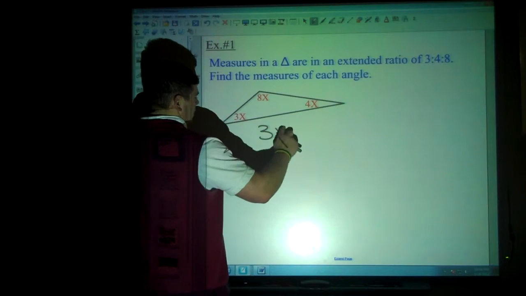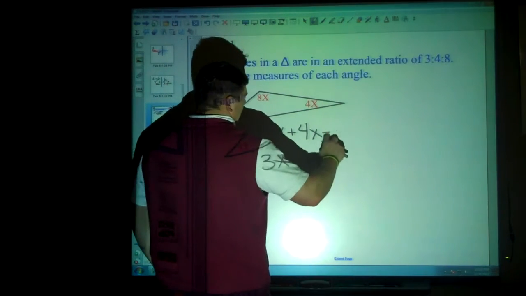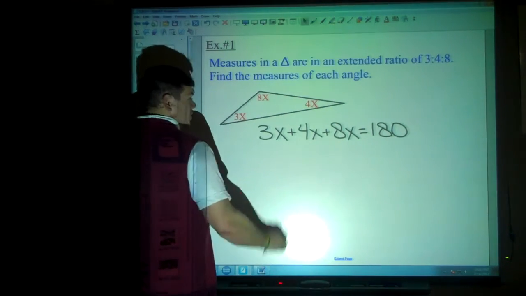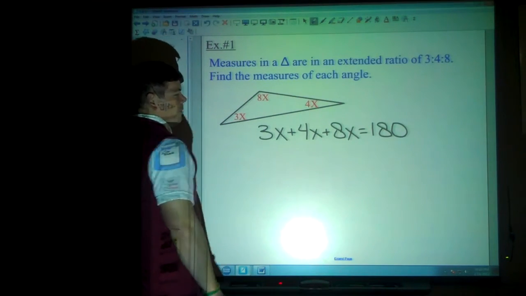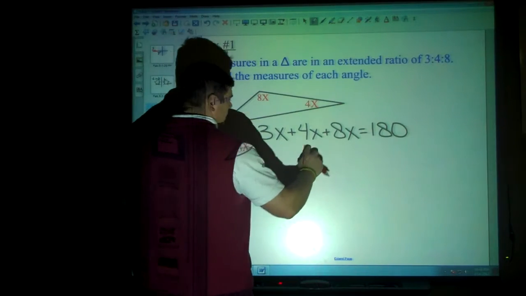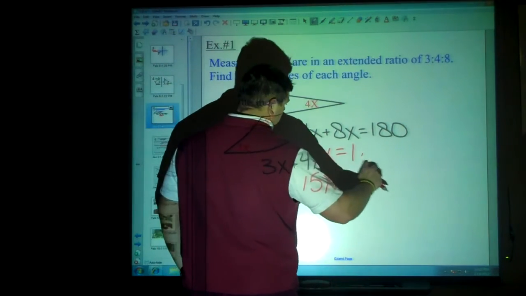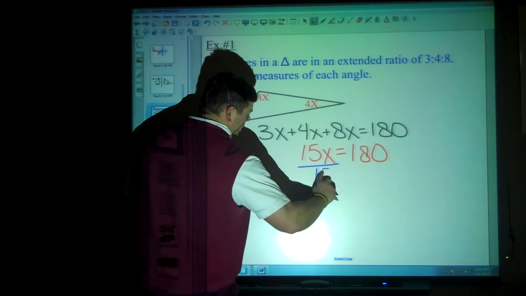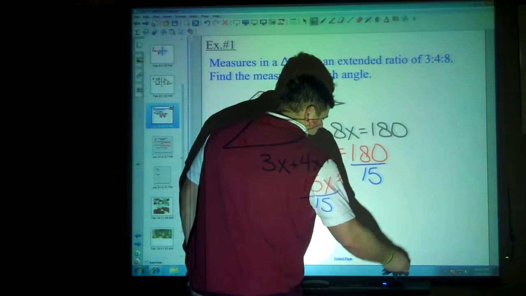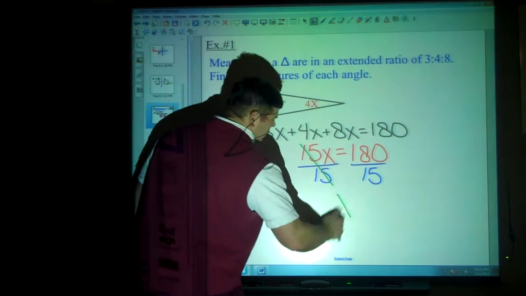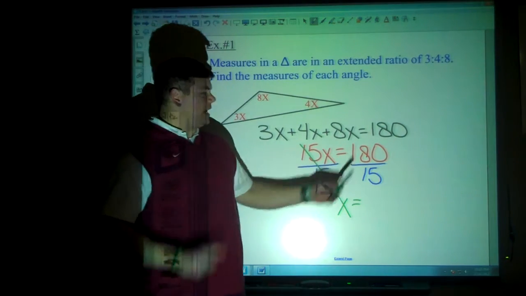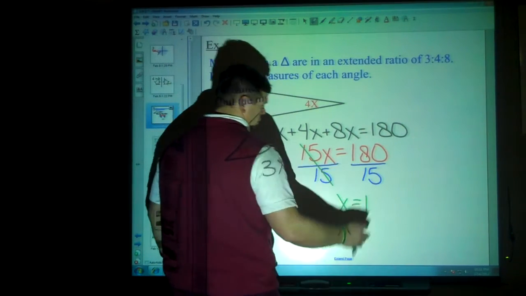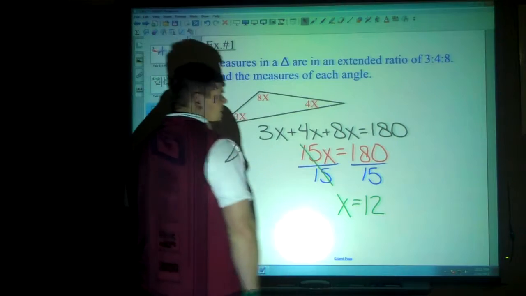So I can say 3x plus 4x plus 8x still has to equal 180 degrees. Since these are all like parts, 3 and 4 make 7, and 7 plus 8 is 15. I have 15x is equal to 180. All I need to do is now divide by 15 to get x alone. 15 goes into 18 one time, with 3 left over, making this 30. 15 goes into 30 2 times. So x is equal to 12.